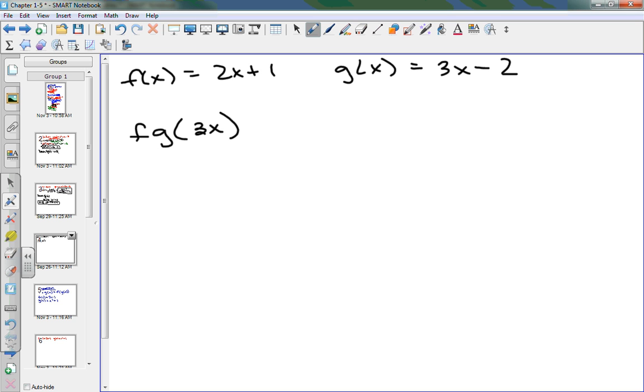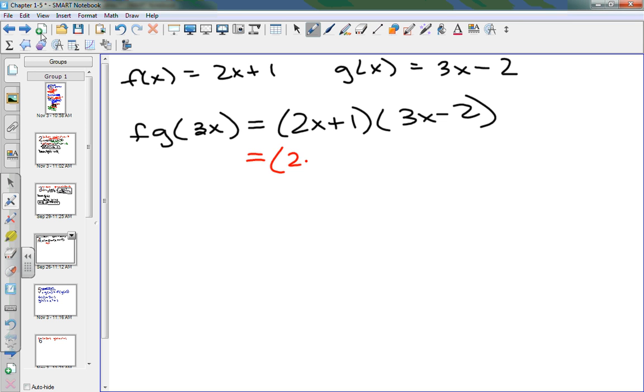What if I want you to do f times g of 3x? Something like that, you plug in everything to g first. You have to plug in both f and g. So that's f of 3x times g of 3x. F is 2x plus 1, g is 3x minus 2. What am I plugging in for x? 3x. So what I actually have going on here is 2 times 3x, and then 3 times 3x.